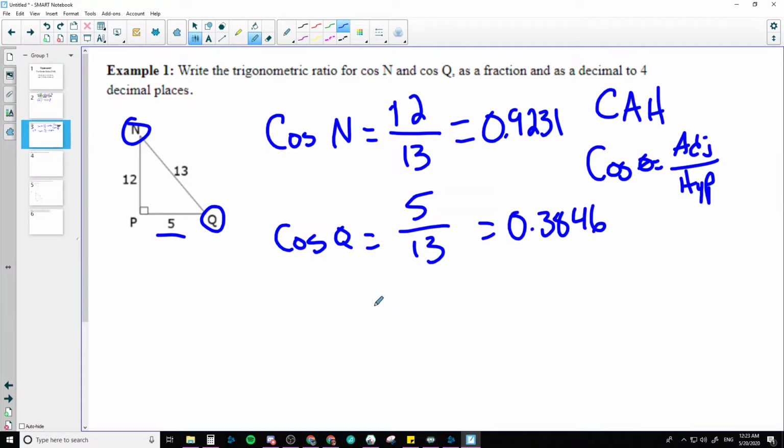And that's all it's asking you to do when it asks you to write the trigonometric ratio as a fraction. So that's what we did first. And then as a decimal to 4 decimal places. 1, 2, 3, 4.